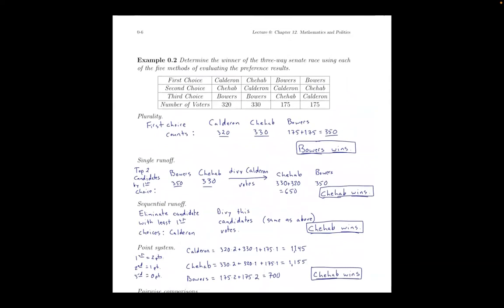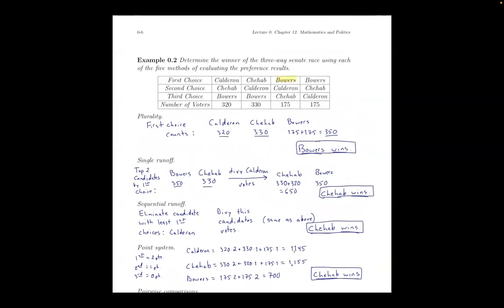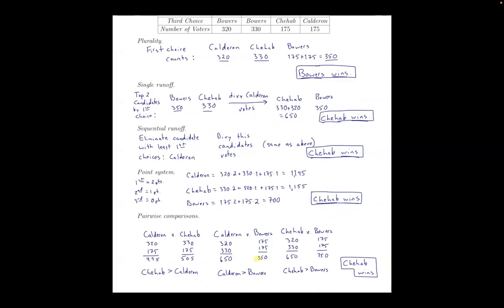So Calderon versus Bowers. Calderon beats Bowers here, and Calderon beats Bowers in this column. So Calderon has 320 plus 330. That's 650 total votes in favor here. And then Bowers beats Calderon here and here, for 175 plus 175, which is 350 votes for Bowers versus Calderon. And then we compare those votes. Calderon has 650 votes over Bowers, whereas Bowers has 350 over Calderon. So Calderon is preferred to Bowers, and Calderon wins that pairwise election.